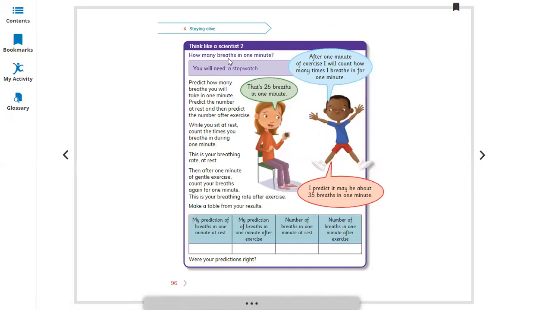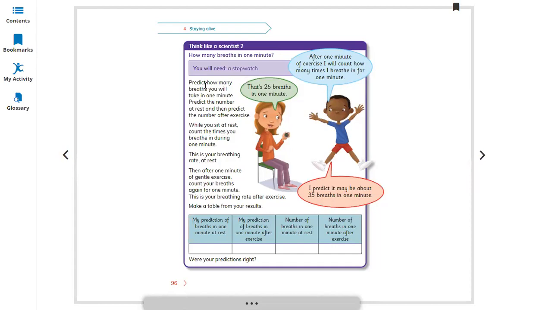How many times do you breathe in 1 minute? You will need a stopwatch. There are 26 breaths in 1 minute. After 1 minute of exercise, I will count how many times I breathe in 1 minute, like this. So it's 26. This is normal. But after 1 minute of exercise, I predict it may be about 35 breaths in 1 minute.